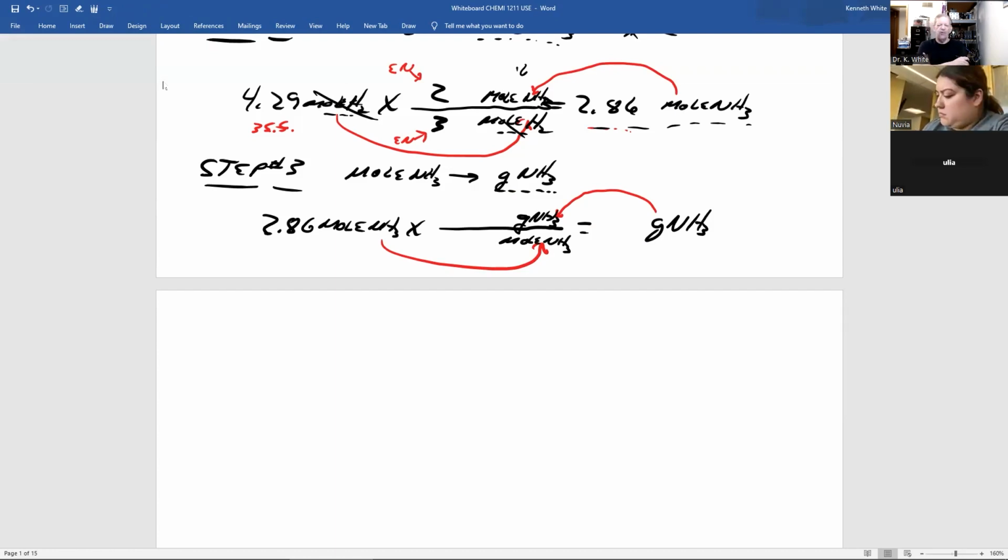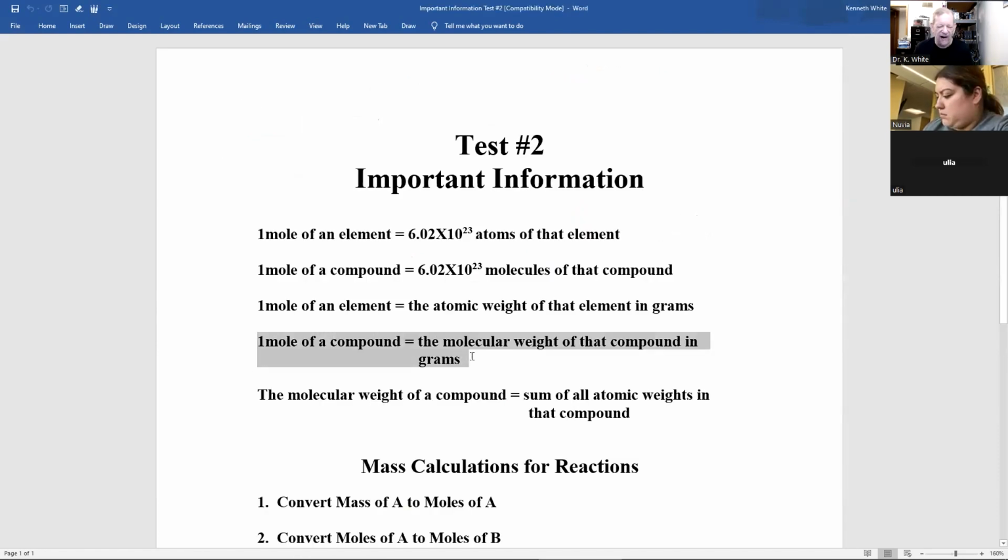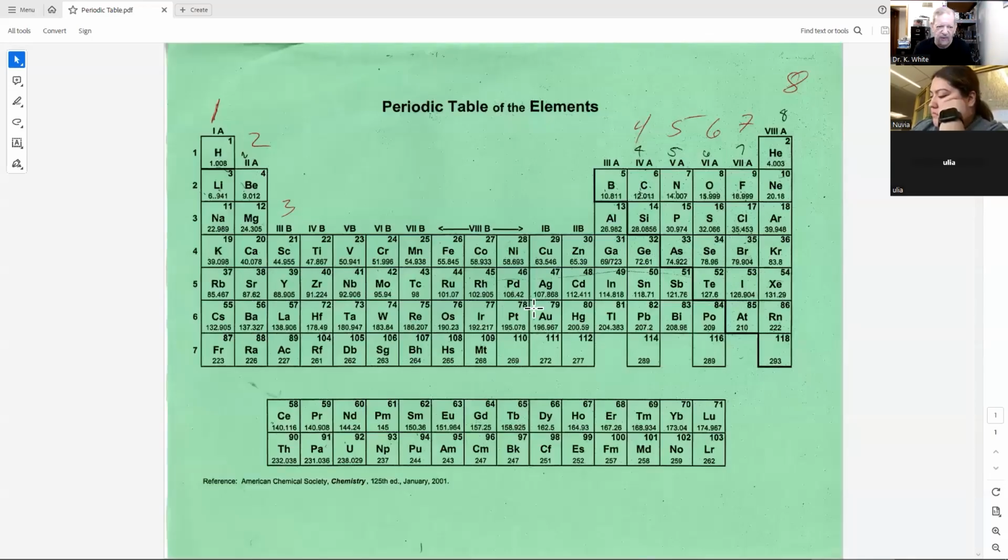And the question is, where do I find a relationship between grams of a compound and moles of a compound? In case you forgot, 1 mole of a compound equals the molecular weight of that compound. The molecular weight of that compound is the sum of all atomic weights. Well, I better go look at my periodic table, because hydrogen, I'll need 3 of those. Well, I know that's 1.01, the 3 significant figures, but I need 1 nitrogen.